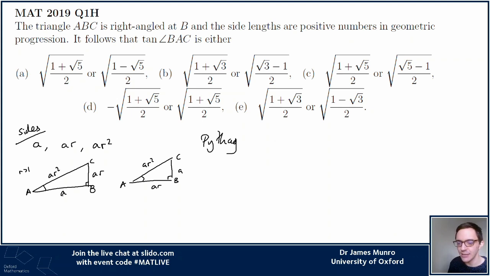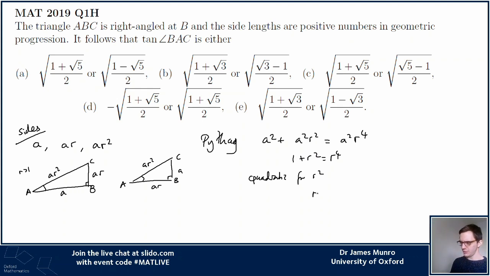Pythagoras says that for either of these pictures, a squared plus a squared r squared is equal to a squared r to the 4. The a's cancel out. I suppose a is not 0, otherwise this is not much of a triangle. All of its sides are 0. So 1 plus r squared is r to the 4. This is a quadratic for r squared, with solutions r squared is 1 plus or minus root 5 over 2.